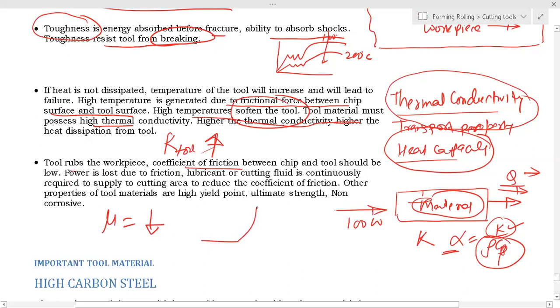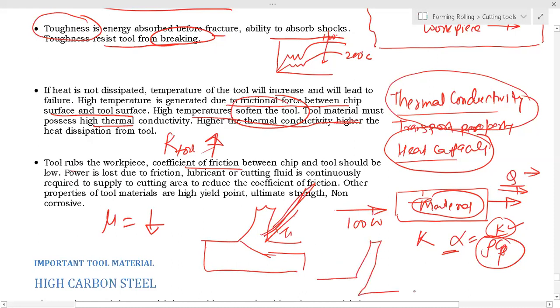It rubs. This is the tool material. This is your tool. So it rubs over this, the chip moves like this over this rake surface of the tool, and so the mu value should be low.